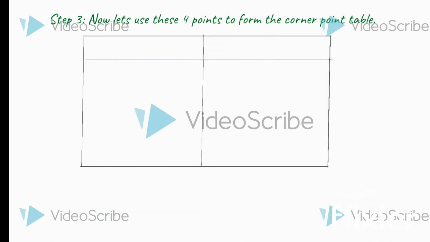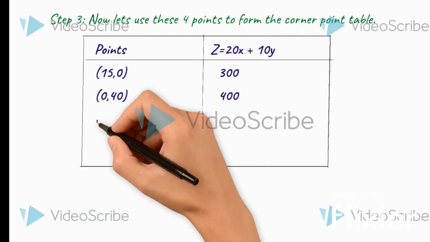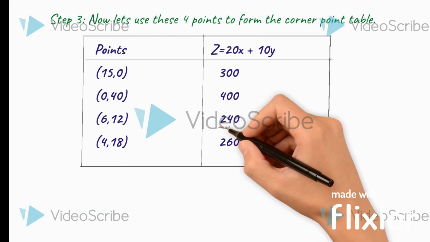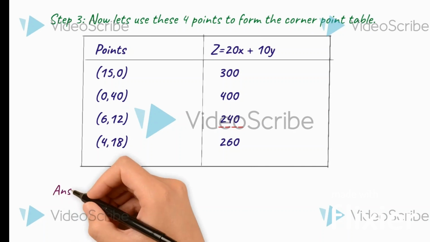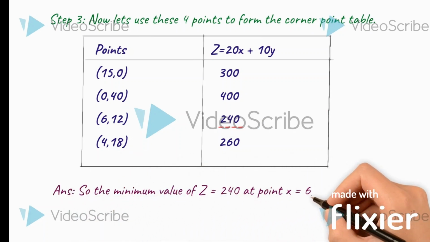So this is us forming the table. We draw a table for our convenience and we substitute in the objective function the 20x plus 10y. Values we get are 300, 400, 240 and 260. But yeah, sorry, it's a minimization problem. So we get the value 240. That means we get a minimum value of 240 at 6 comma 12, at the point 6.